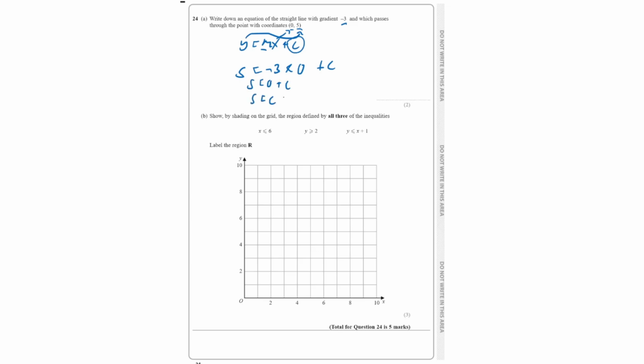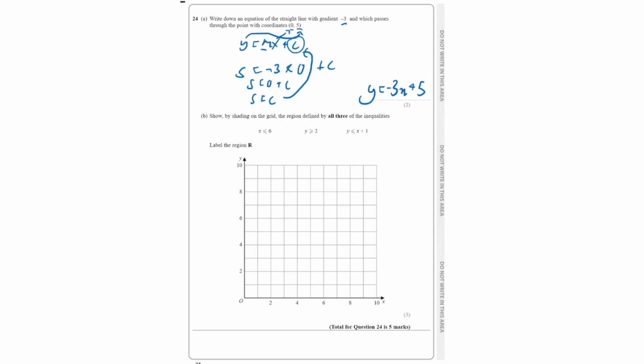Now that we know what c is, we input it into the original equation and we leave y and x as is. So that means our final answer is y is equal to the gradient, which is negative 3, we put x, plus, and remember to add c, which is 5.